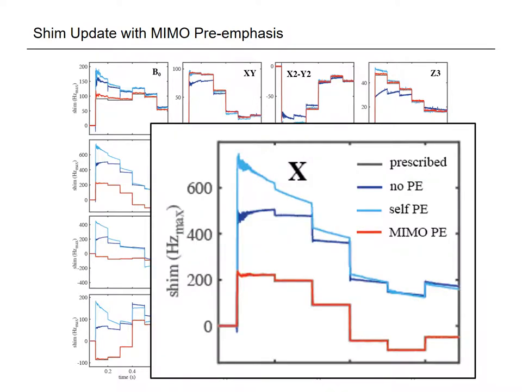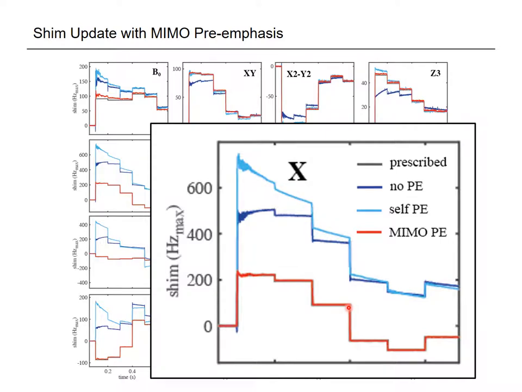Zooming in more closely on the X channel, we see that without pre-emphasis, in dark blue, the response deviates strongly from the target, in this case due to cross-terms. If we only perform the self-term pre-emphasis, in light blue, the deviation is actually even larger, whereas with full matrix pre-emphasis, in red, we get a response that nicely follows the target shim steps.